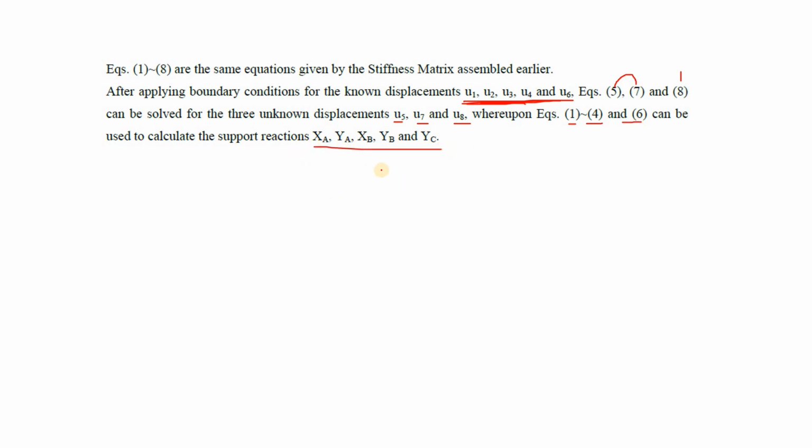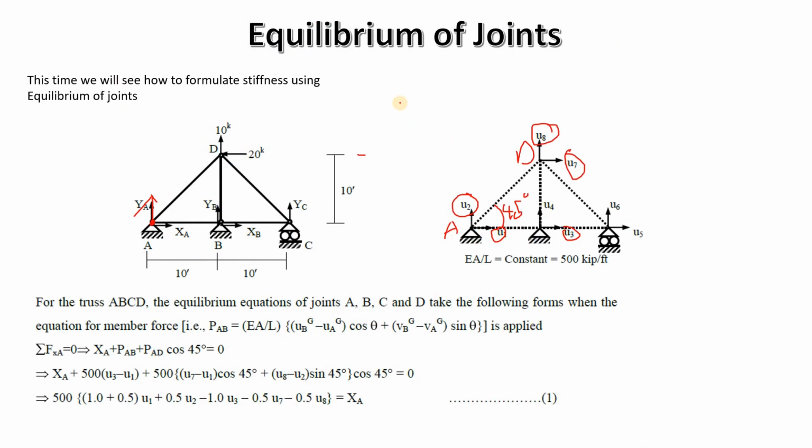Once those are gotten as well, you can use the member force equation again to get the member forces. So this is how we can use the equilibrium of joints to get the same results that we have gotten from the stiffness matrix. This is something that we're not going to be using, but it is possible, so it is shown here. Okay, that's it for this video.